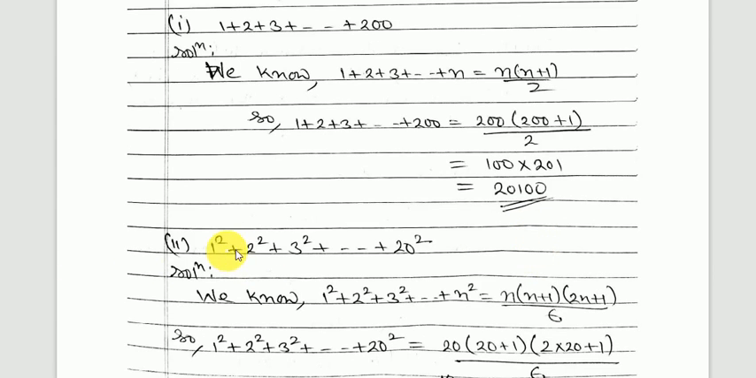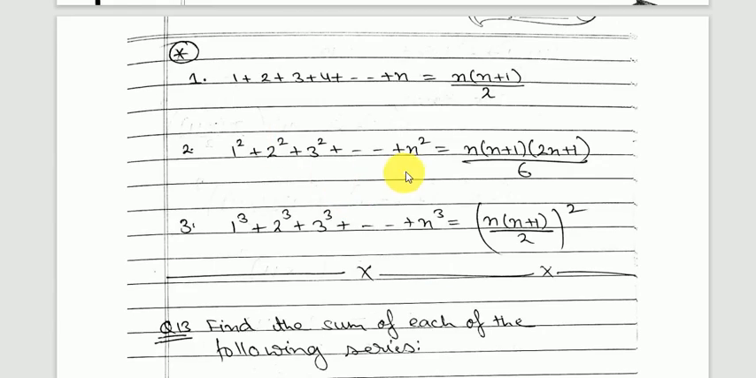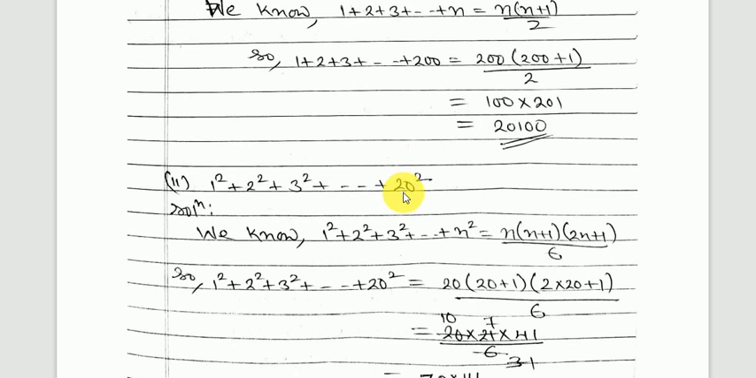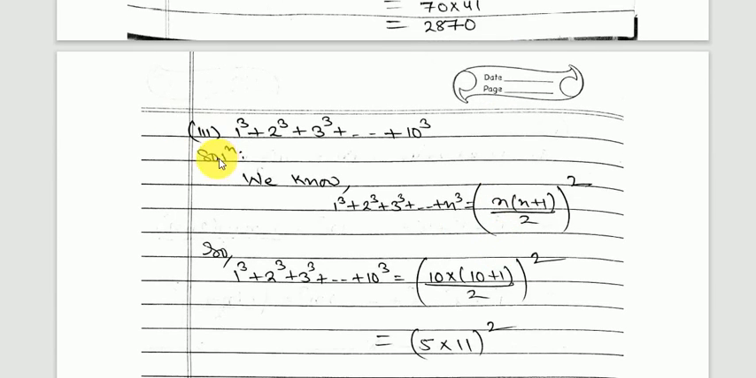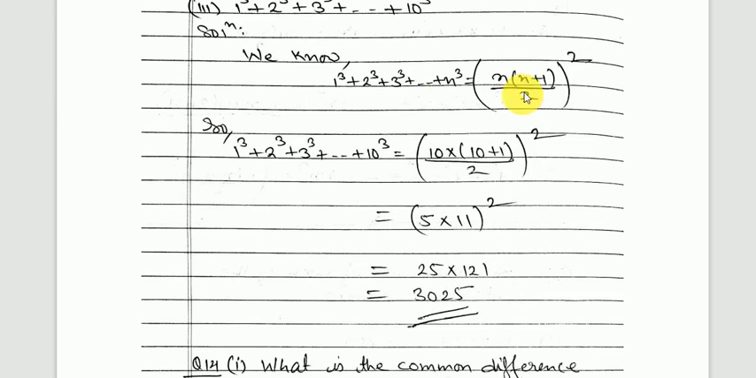Here 1 square plus dash plus 20 square. In this you have to use the second formula. Here in place of n you have 20. Use this formula, substitute the values, and you will get the answer. The third one is this. You have to use the third formula and substitute the values. This is the formula. Here your n is 10, put the values and you'll get the answer.